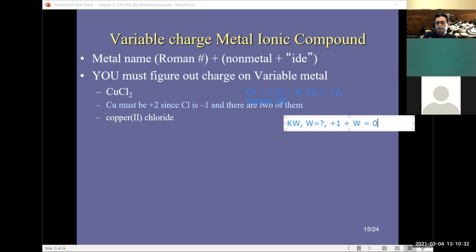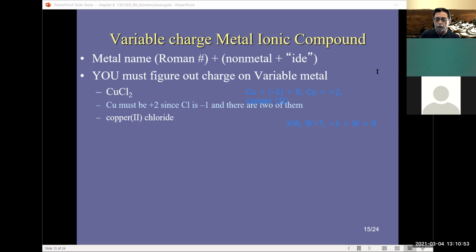So in that example, I gave a very generic compound, and you knew the charge of the cation and calculated the charge of the anion. In the copper 2 case, we know the oxidation number of the chloride, and we calculate the oxidation number of the cation. So you're always going to know one or the other.